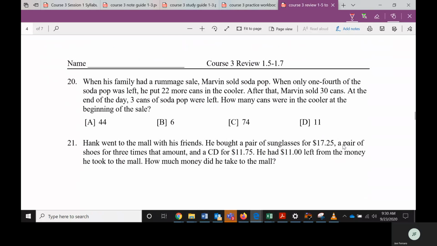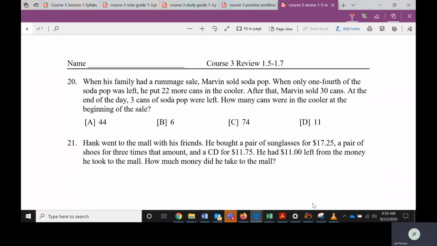Okay. Number 20, his family had a rummage sale. Marvin sold soda pop. When only 1/4 of the soda pop was left, he put 22 more cans in the cooler. After that, Marvin sold 30 cans. At the end of the day, 3 cans of pop were left. How many cans were in the cooler at the beginning of the sale?